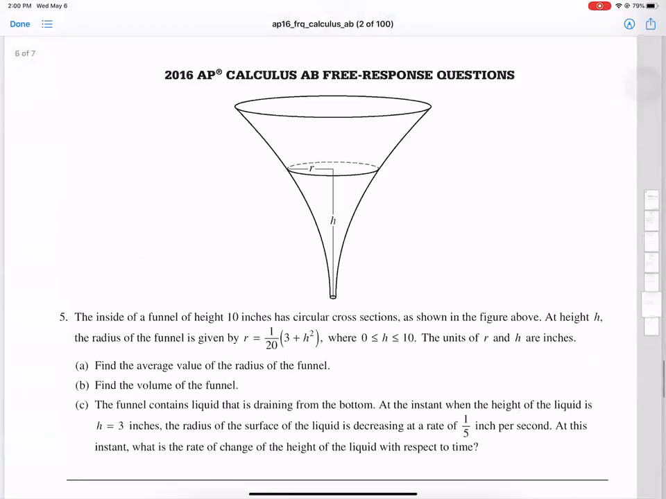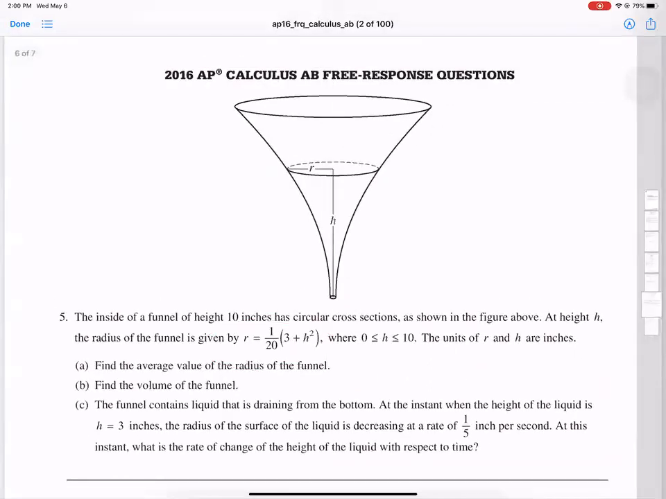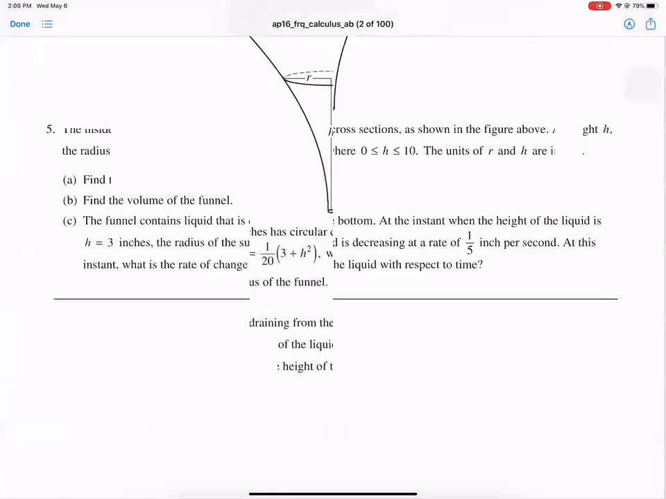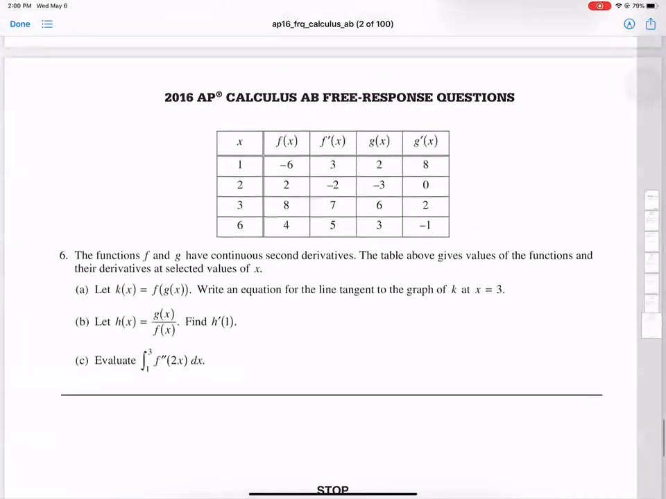And again, this one here is more like a funnel than an actual cone. So they actually give us the equation for that funnel. That's nice. And they're going to say find the volume, find the average radius when it's draining. Probably this. Oh, look at this chart one. If you remember this, derivatives. So take a look at this one also.